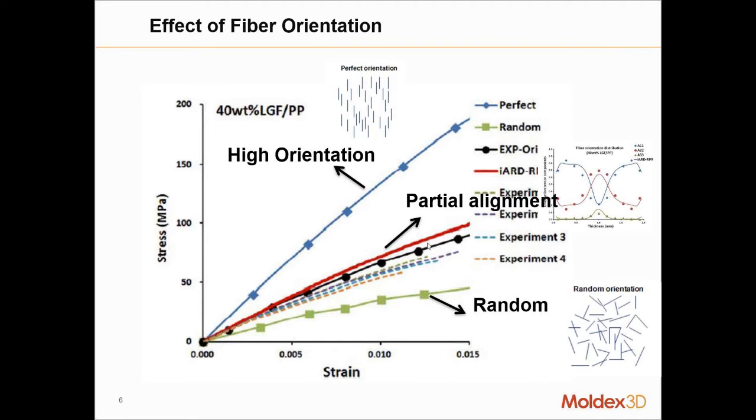And in a realistic scenario, you're going to be between these two curves in some way or another. There's no way to get high orientation in one direction, and there's also no way to get perfectly random orientation either. You're always going to lie somewhere in the middle, and that's where simulation can help us out a lot. So what we're doing in the simulation is trying to determine what ultimately is our modulus throughout our part.